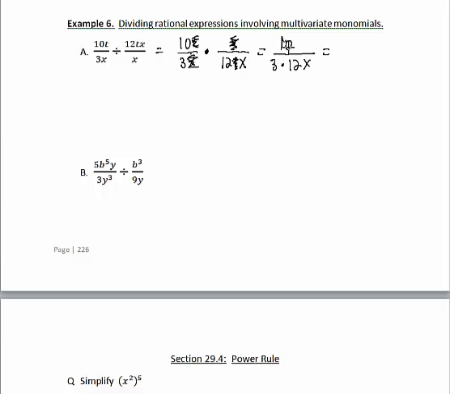And then the 10 and the 12 can be simplified by dividing each by 2. 10 divided by 2 is a 5. 12 divided by 2 is a 6. And now we have to multiply the 3 and the 6 on the bottom to get an 18 and an x. And so here we have it, our quotient in lowest terms.